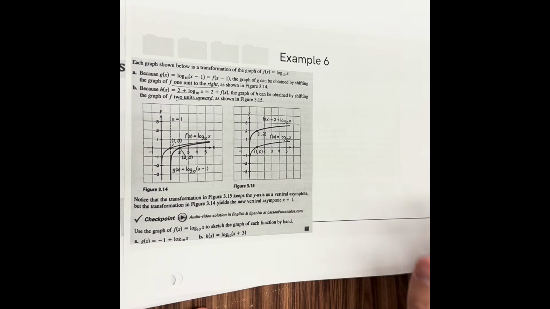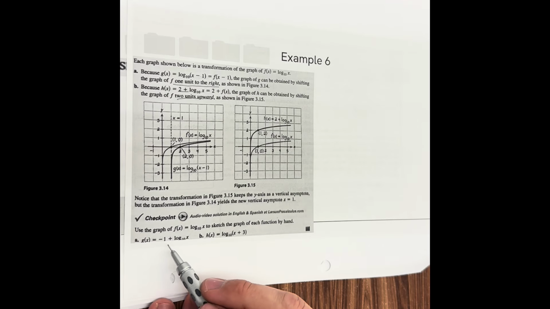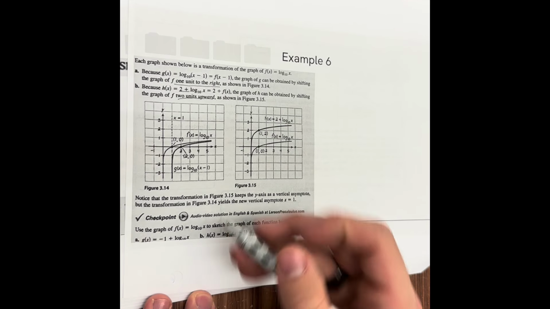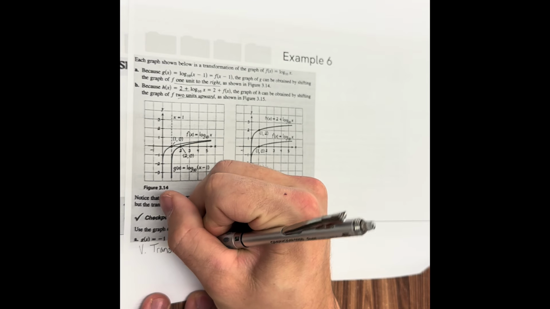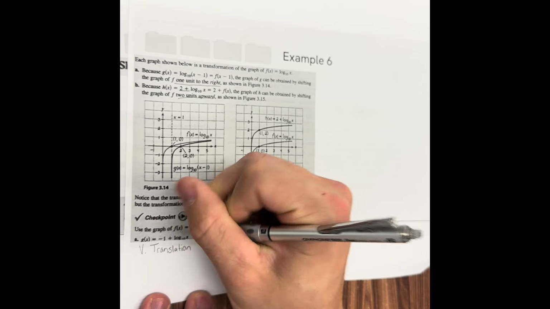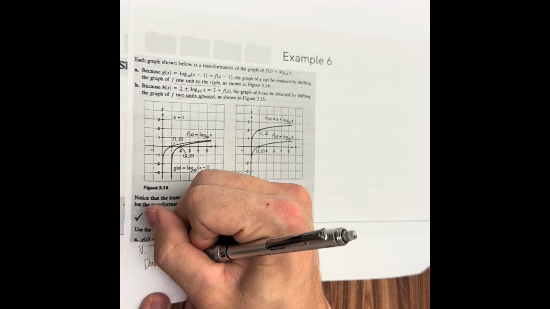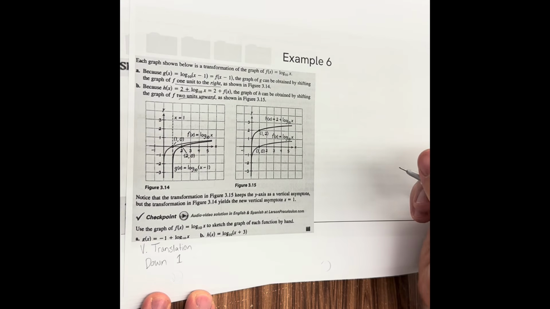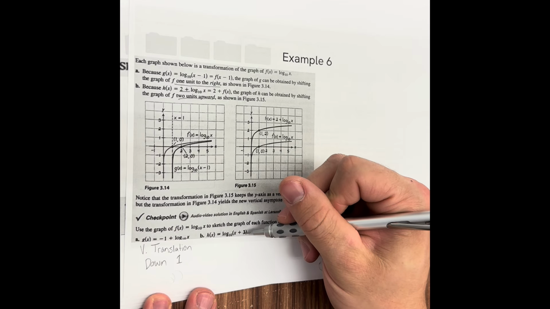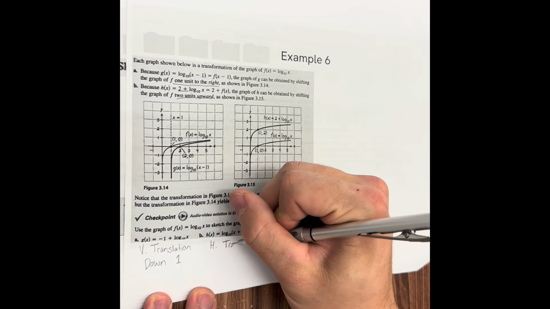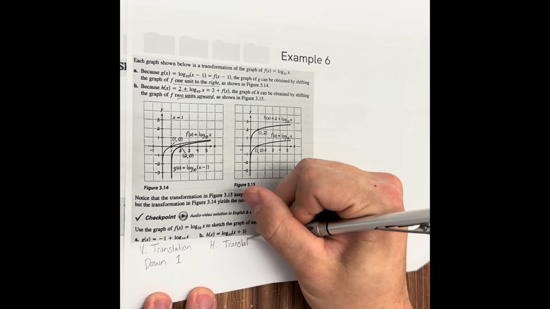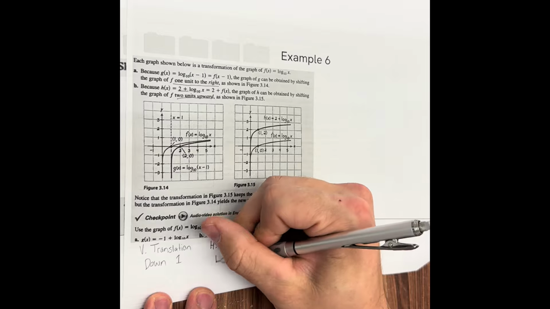All right, so some examples here on the checkpoint. We have -1 plus log base 10 of x. This would be a vertical translation because it's not in parentheses, down 1. Letter B, we have log base 10 of x plus 3. This would be a horizontal translation, left 3.